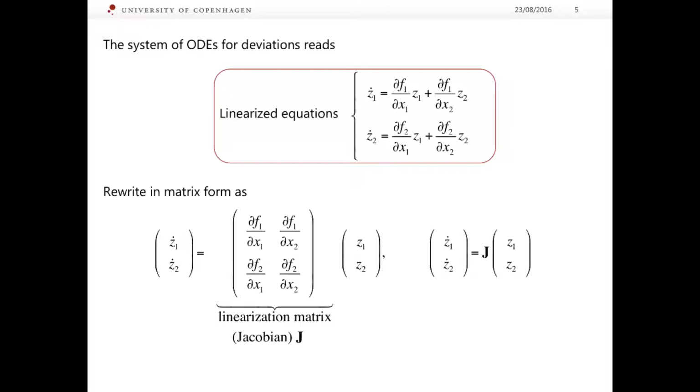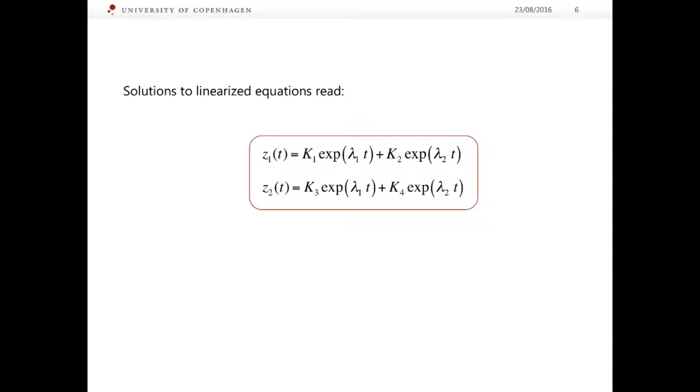We can now rewrite this equation with account of the new notation for the Jacobian. Please remember that because in the Jacobian the values of all derivatives are taken at the fixed point, the components of the matrix J are all constants. Linearized equations are linear ordinary differential equations with fixed coefficients, and we can solve them analytically. The solutions to linearized equation read as follows.